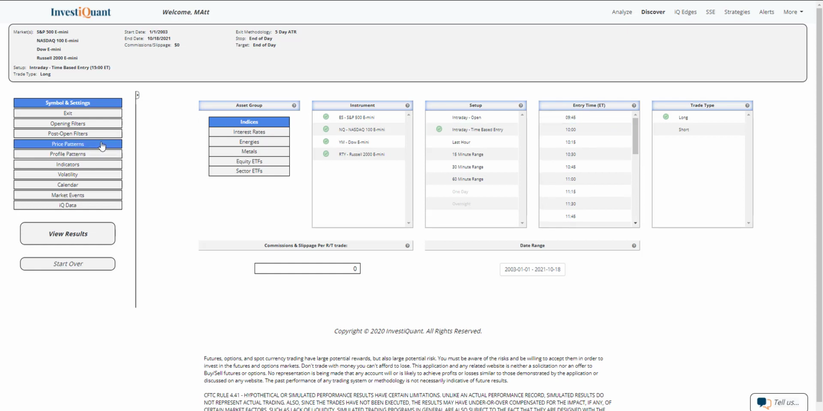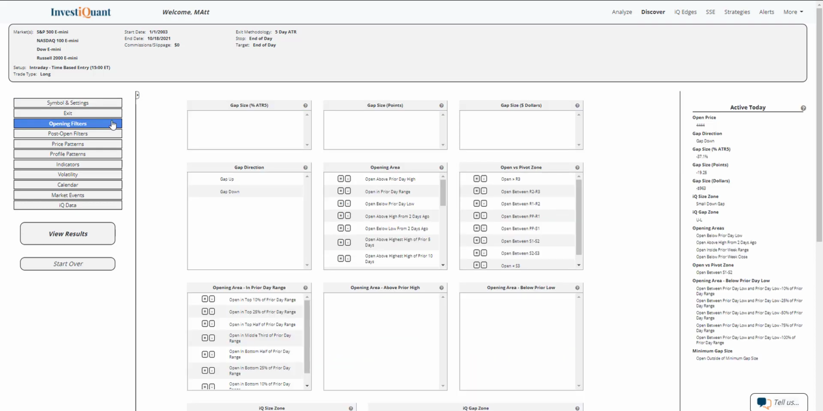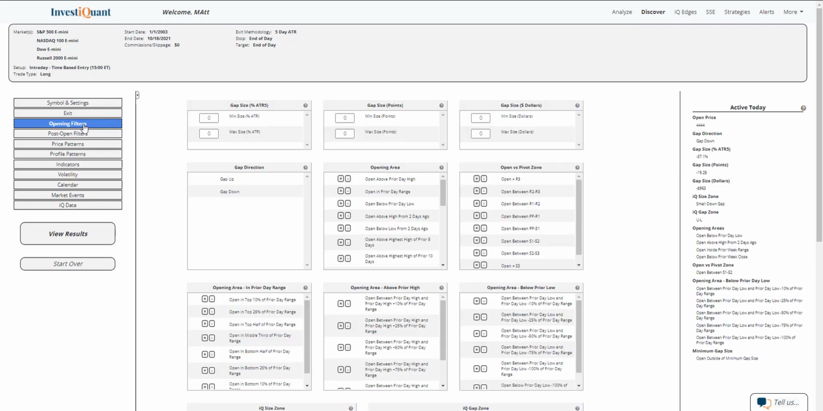Eastern time. Now, to describe the activity from the S&P specifically here, I'm going to go into the opening filters, and I'm going to say that we opened below the prior day low. I'm just going to grab that from the active today section. Over here, opening area, we got a bunch of different ones to choose from, but open below prior day low comes from our opening area location right here. I've got that added to the test.